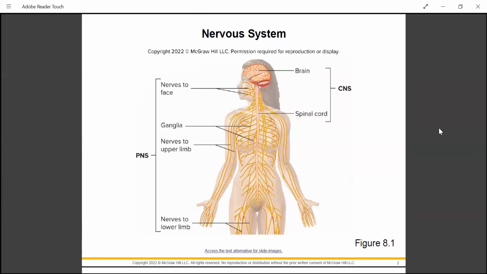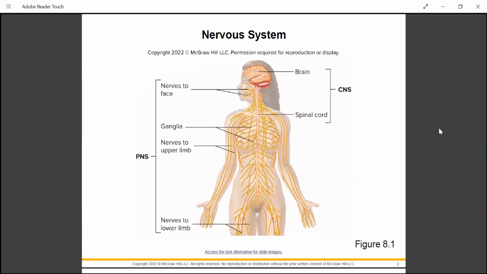So our nervous system is divided into two main divisions. We have our central nervous system, or CNS, as well as our peripheral nervous system, or PNS. Our central nervous system is going to consist of the brain and spinal cord, and the PNS is basically going to be everything else. So the nerves that go to our face, the nerves to our upper limbs, the nerves to our lower limbs, all the nerves that run to our abdominal organs, all of those are going to be in some way considered part of the PNS.